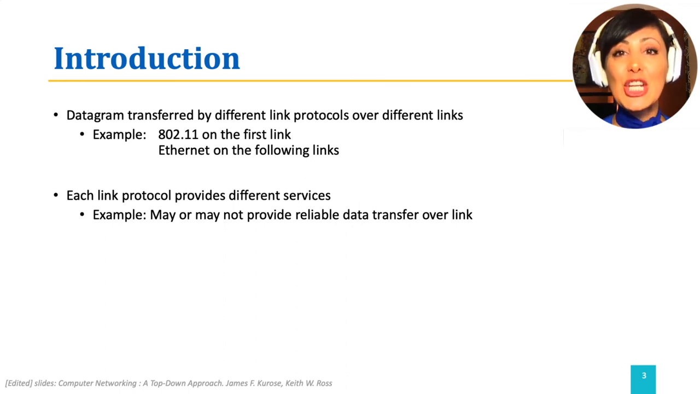Similarly, each link layer protocol provides different services over a link. For example, a protocol may not support reliable data transfer over a link. Or some links might be half duplex and others full duplex. Full duplex means 2 sides of the link can receive and transmit at the same time. In half duplex, nodes at both ends of the link can also transmit, but not at the same time.